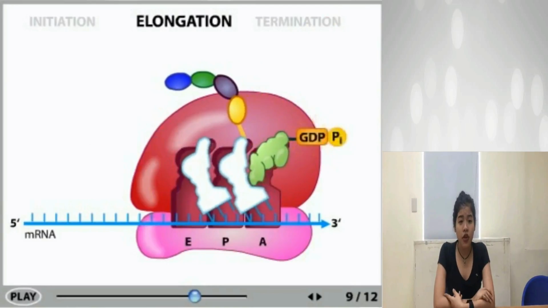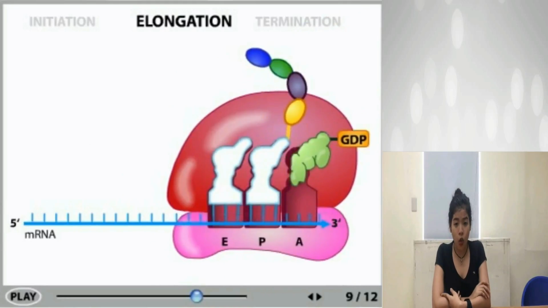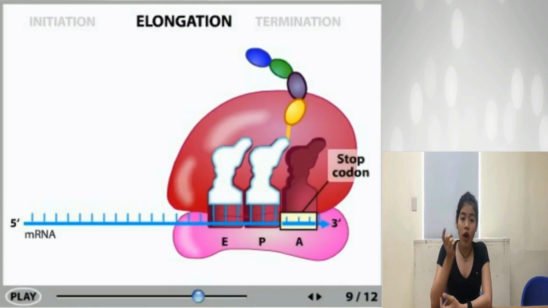Eventually, the ribosome arrives at the end of the coding region, marked by one of the stop codons. This stage of translation is called termination, and it will be further discussed by our next speaker.